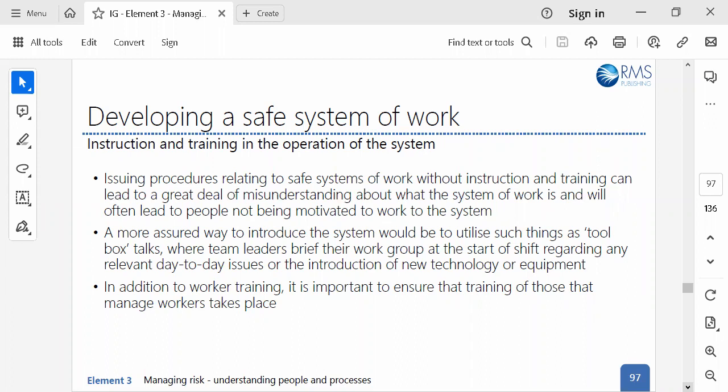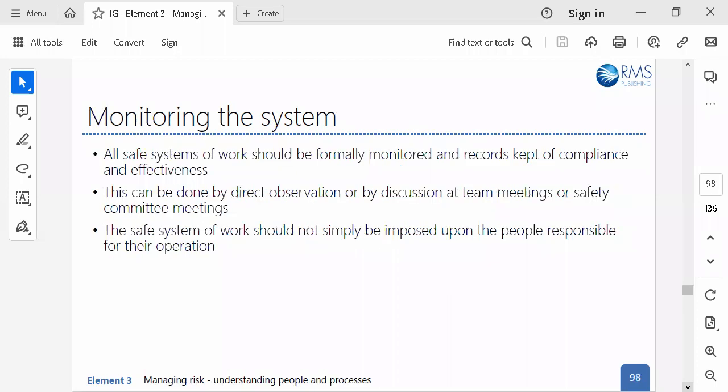In addition to worker training, it is important to ensure that training of those that manage workers takes place. The training should be effective and efficient, and we need to monitor the workers after the training to check whether they are doing the work in a safe manner or not. A safe system of work: monitoring the system, or monitoring the safe system of work.